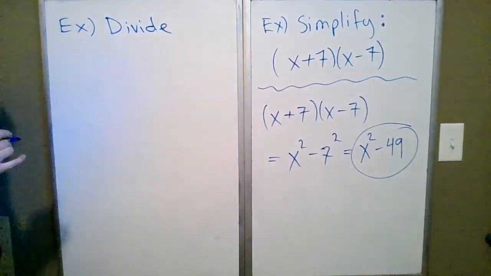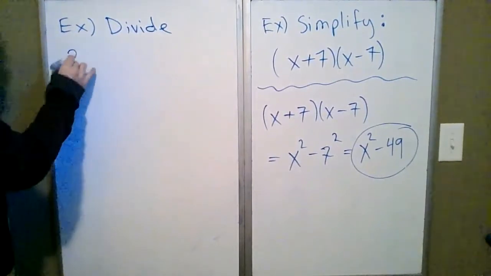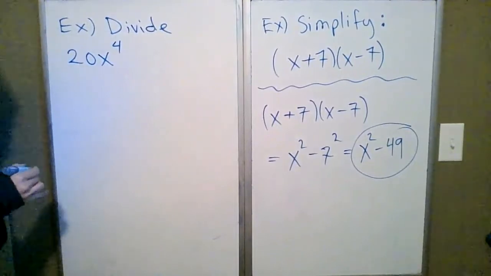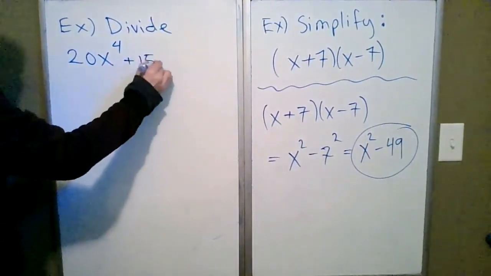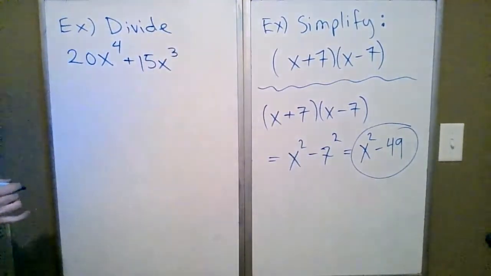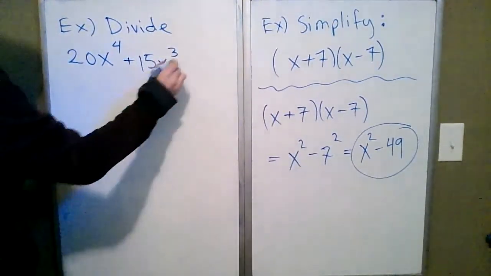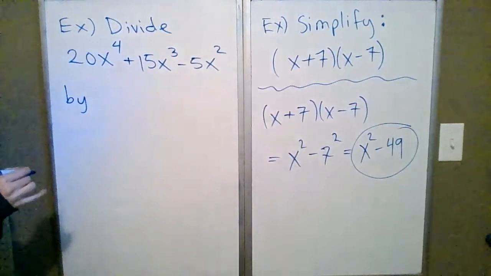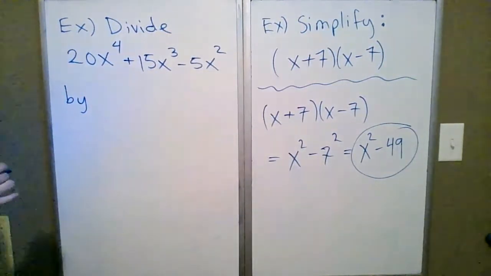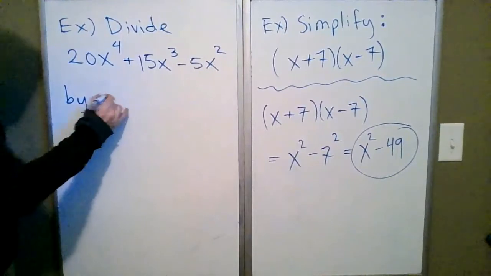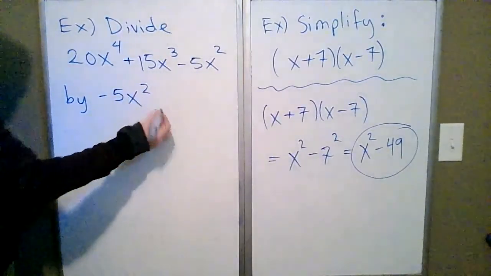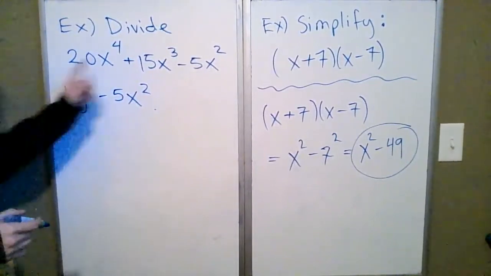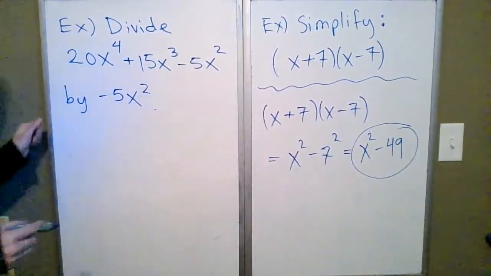Divide 20x to the 4th plus 15x cubed minus 5x squared by negative 5x squared. I think it helps just to rewrite this first. Just take that first expression and put it over this one.